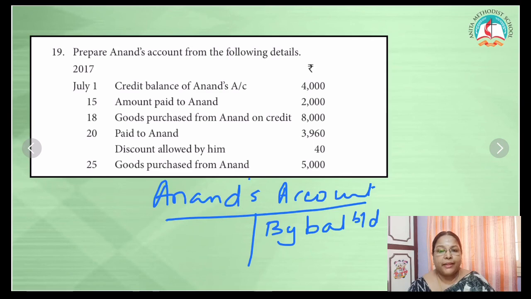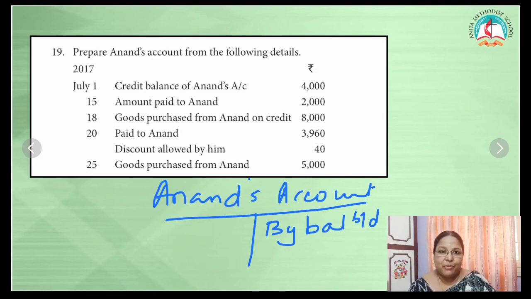Amount paid to Anand. What are the two rules? One is in Anand's account, Anand should not come again. See what is the next account. Number one. The second one is the next account, the other account. If it is debited in journal, credited in ledger. If it is credited in journal, debited in ledger. Simple. Okay, children?